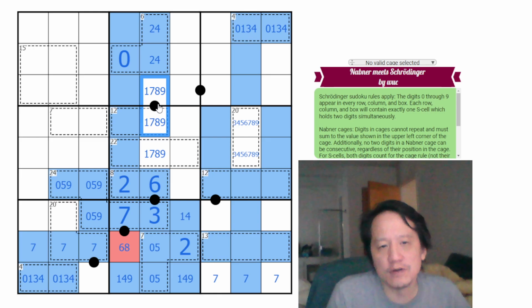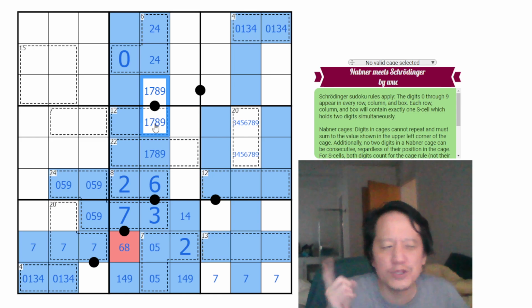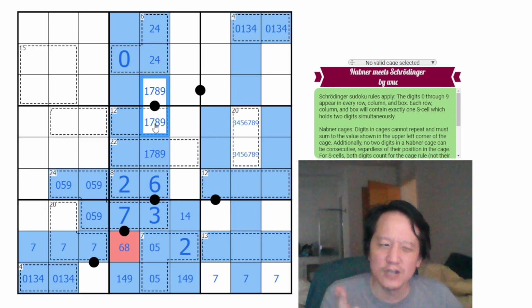And none of these values are double the other. So the Schrödinger has to be there. So this cannot be the Schrödinger. Sorry, this cannot be the Schrödinger. So this has to be the Schrödinger. But the only one that works is 8 double, right?